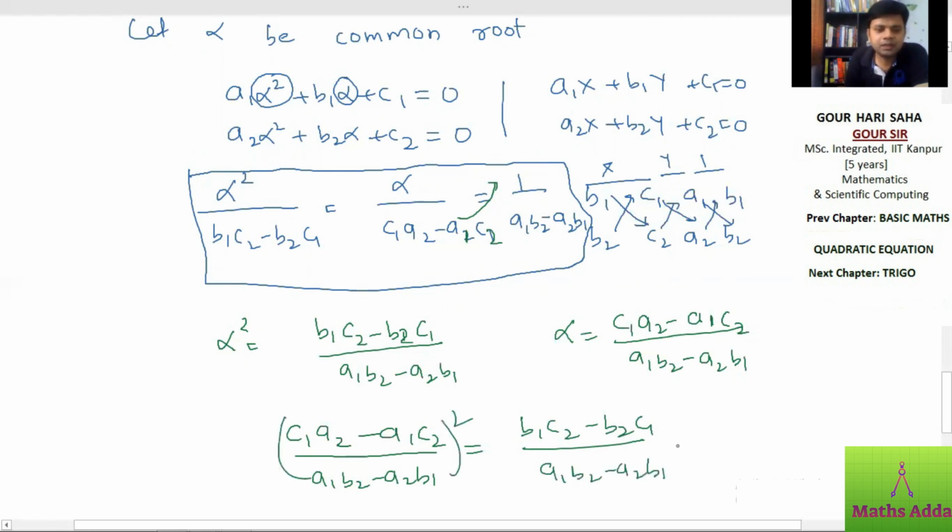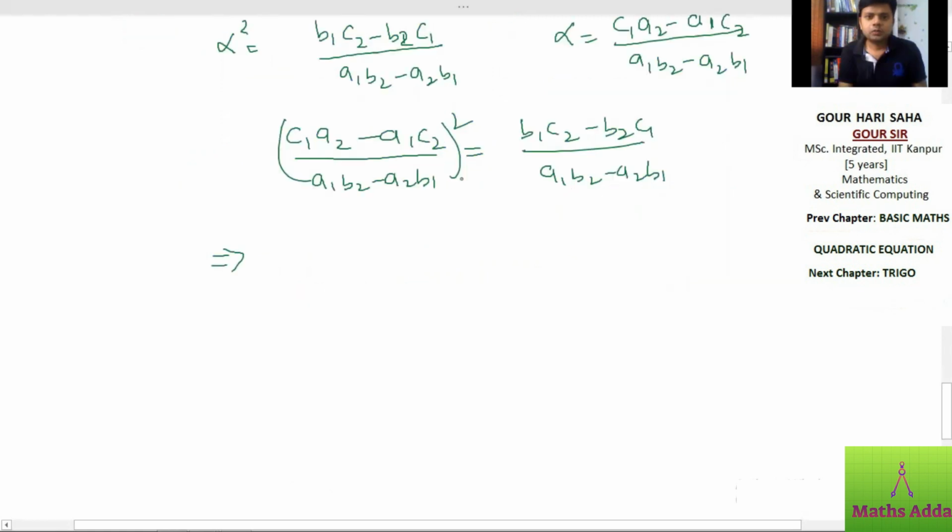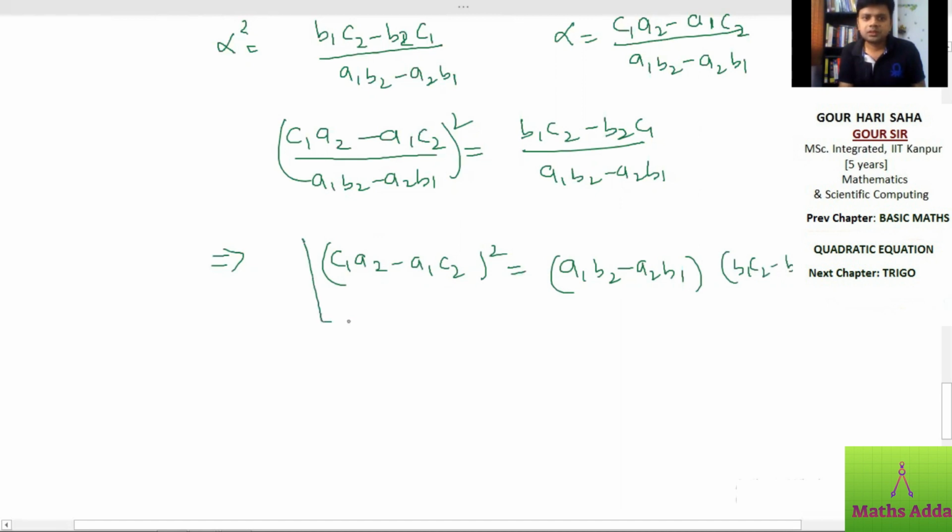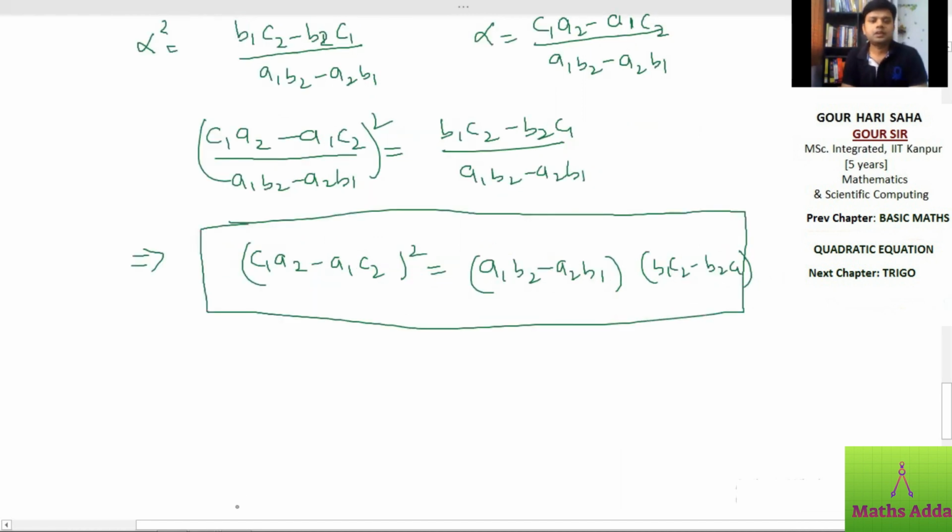Now you simplify it and you get the condition. You bring this term to this side. So what will become? It is (c1 a2 minus a1 c2) whole square is equal to, if you bring this to this side, (a1 b2 minus a2 b1) whole square. One term will cancel out, it will become (a1 b2 minus a2 b1) and then (b1 c2 minus b2 c1). This is your answer. Correct?